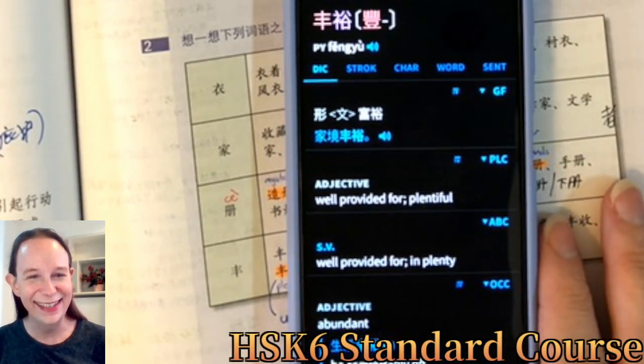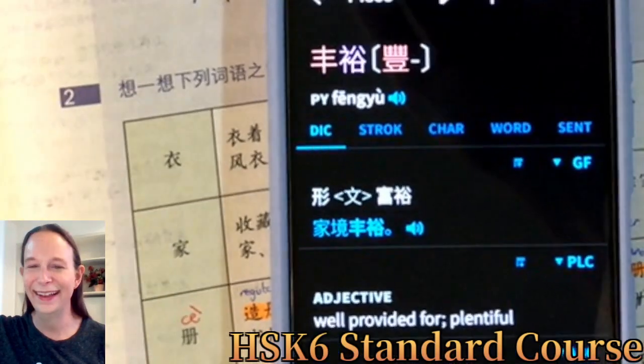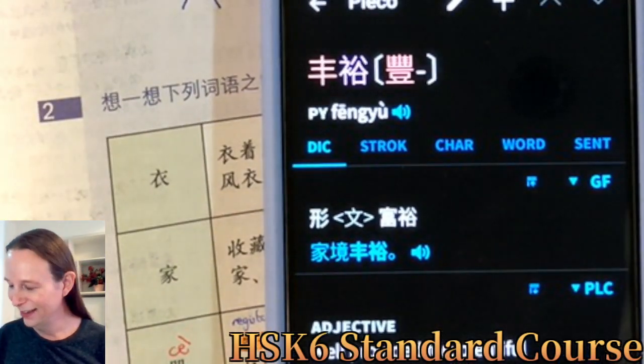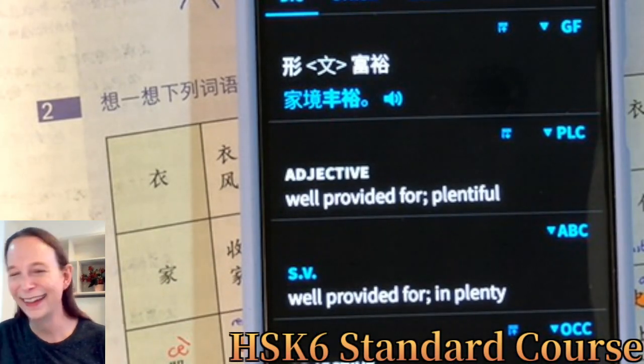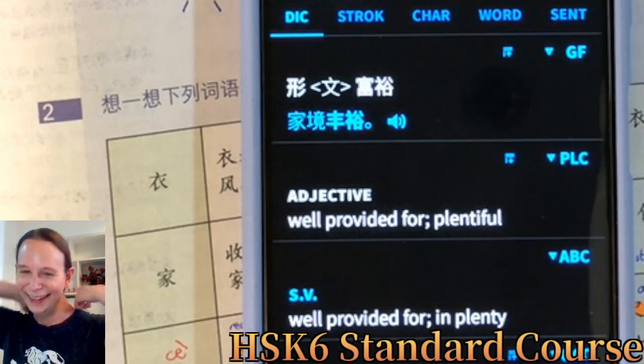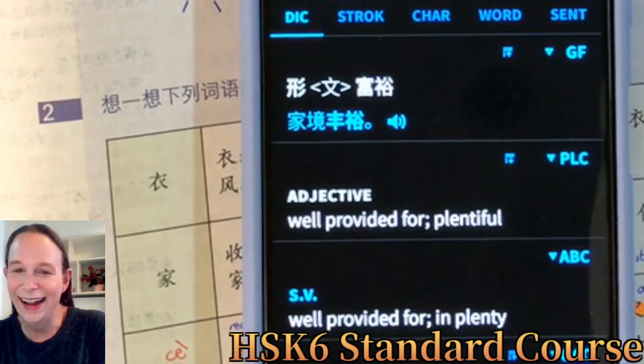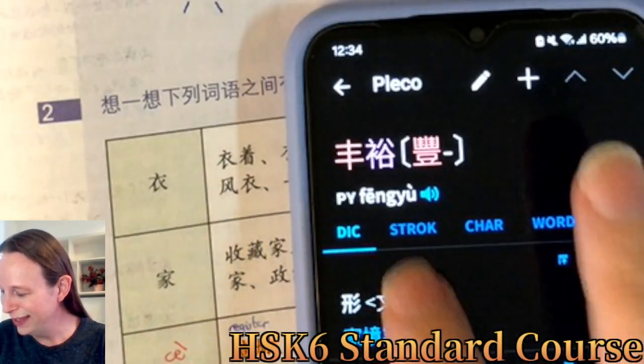It sounds rather aggressive. 丰裕. Be plentiful. 丰裕 too. That's a good thing in Chinese, right? Okay, 丰裕 and 富裕 are the same thing, are they?